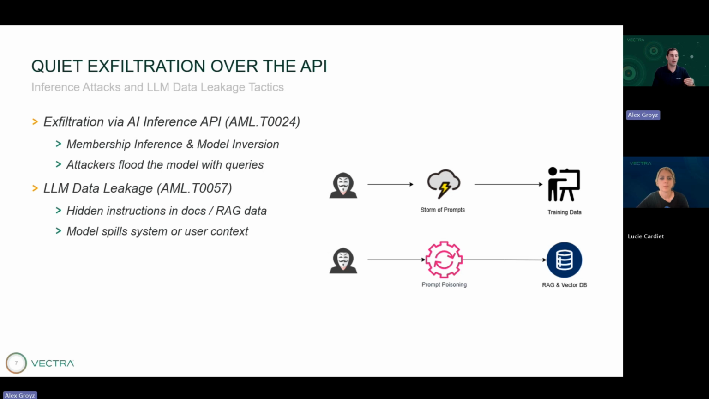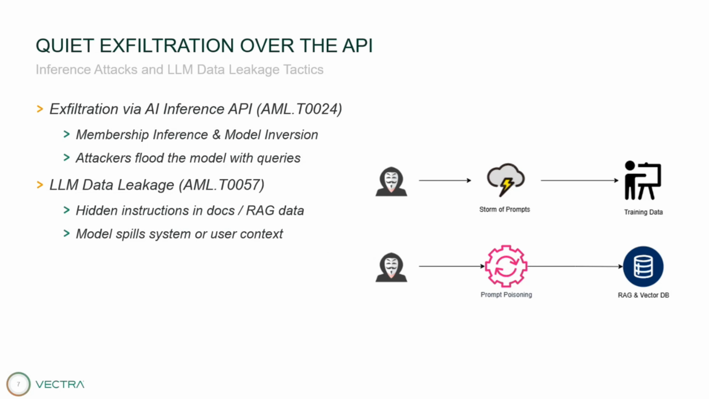The second is LLM data leakage. This happens when the model is tricked into leaking information, often through indirect prompt injection. An attacker might hide instructions in a document, and when that document is summarized by the model, that hidden instruction causes the model to leak things like internal content, system level prompts, or even data from other users or from other user sessions.